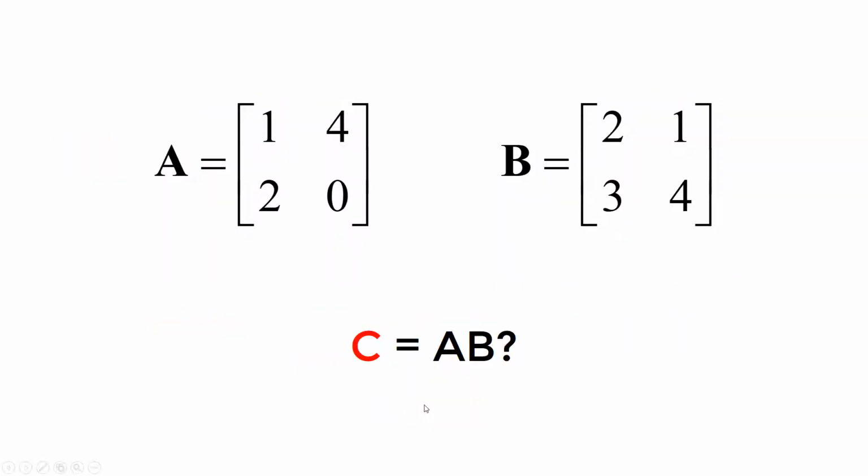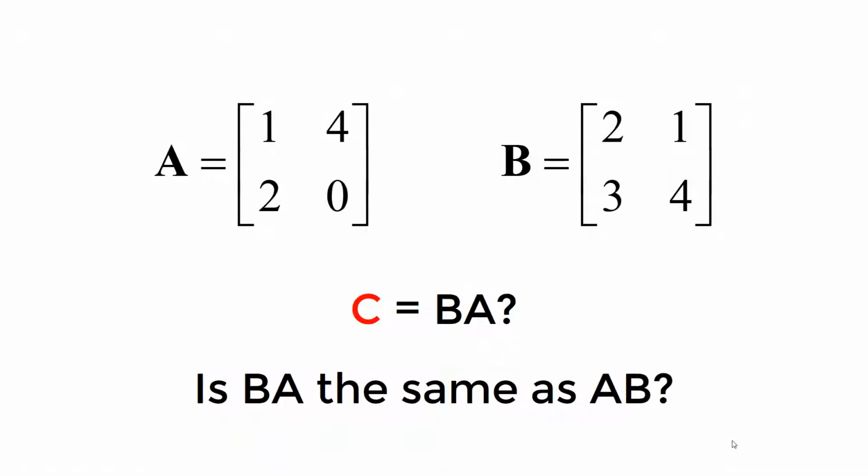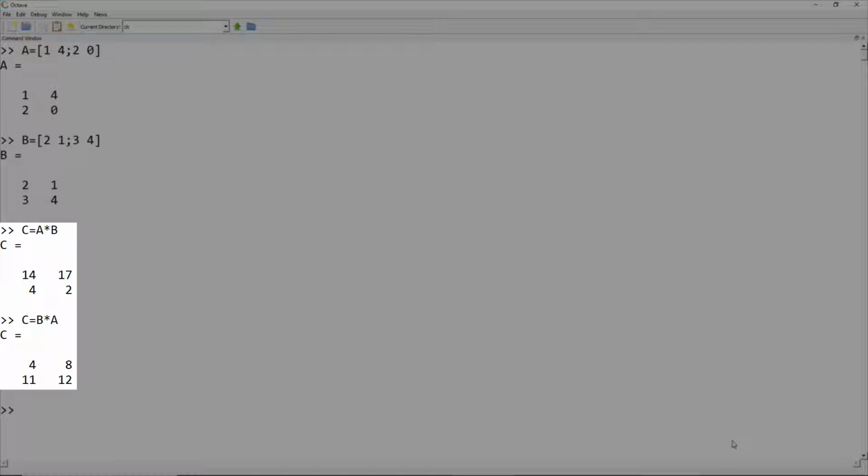Consider two matrices A and B. What is a matrix multiplication of A and B? To calculate the matrix multiplication, you need to create matrices A and B. Then multiply them by using star sign. You can see the result below. Question comes, what about B times A? Also, is BA the same as AB? Let's find out. BA can be calculated using B star sign A. The result is different from the one for A times B as expected, so the answer is no.